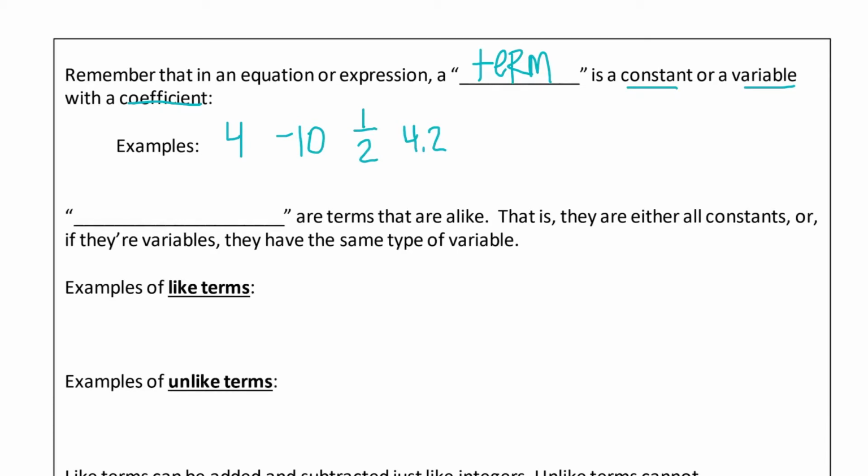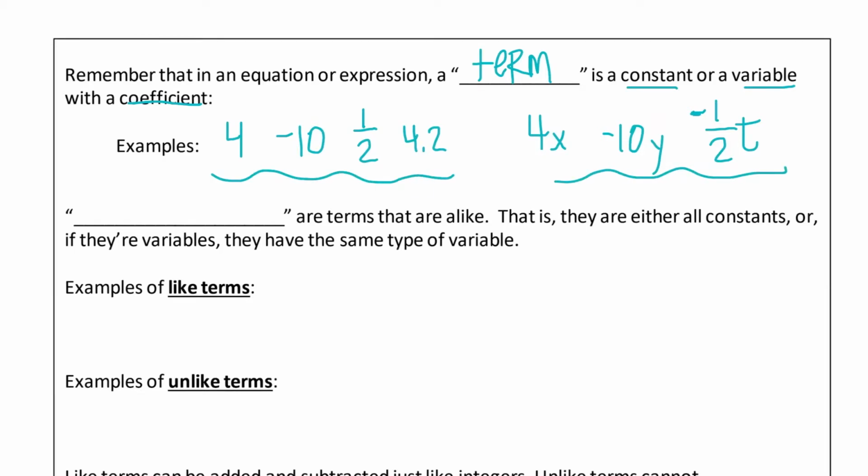So for example, x, that's a variable term. Negative 10y, that's a variable term. Negative 1/2 t, that's a variable term. Okay, so we have constant terms and we have variable terms, and these are the parts that make up our equations.